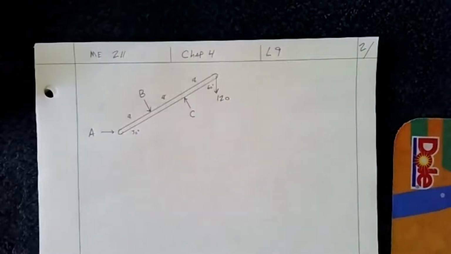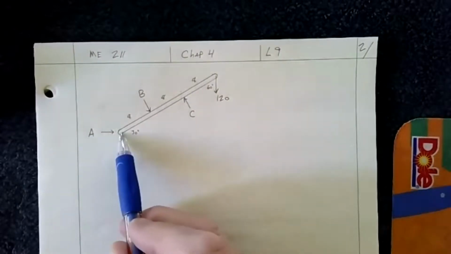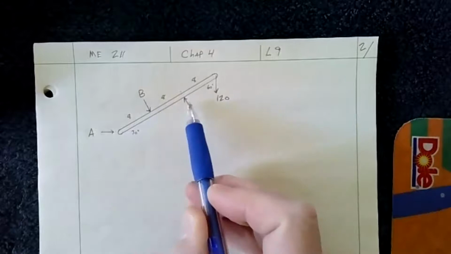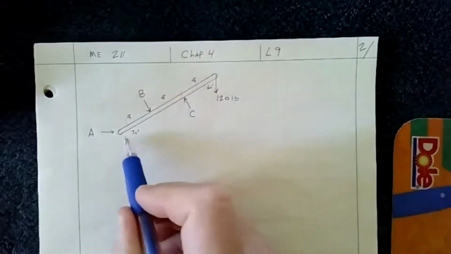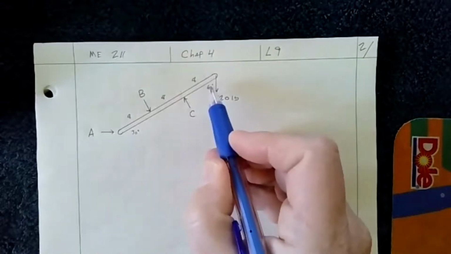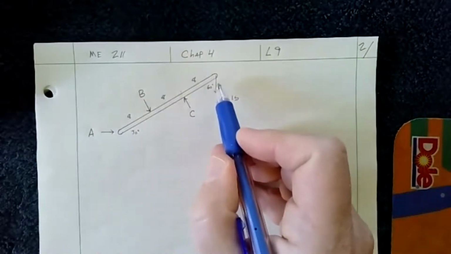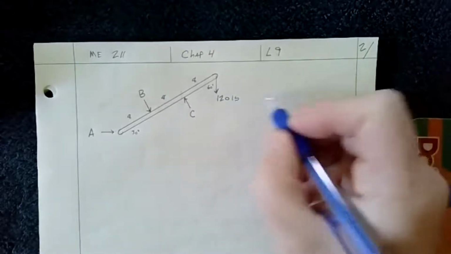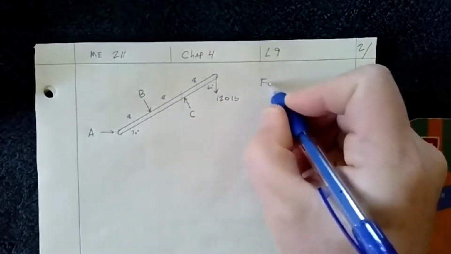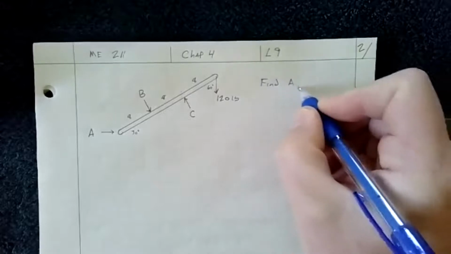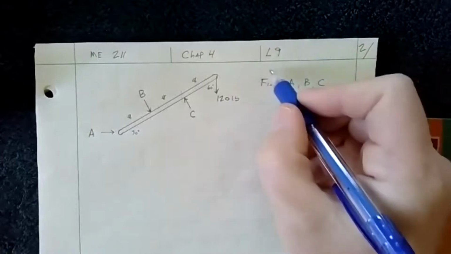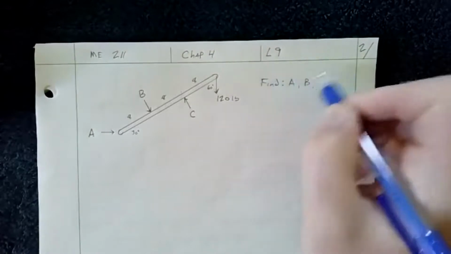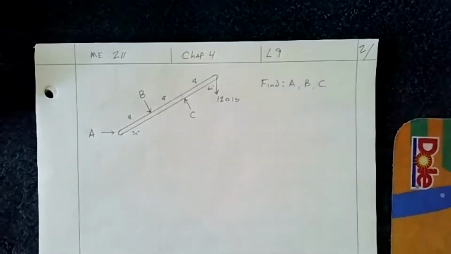So here's my free body diagram for it. I have A, which is pushing to the right. I have B pushing down, C pushing up. I have 120 pounds coming down here. This angle is 30, therefore this angle has to be 60 if this is vertical, all right? So that's what we're given. So we want to find A, B, and C. I guess I should have said given 120 pounds, pretend that was written there, and I followed the rules.